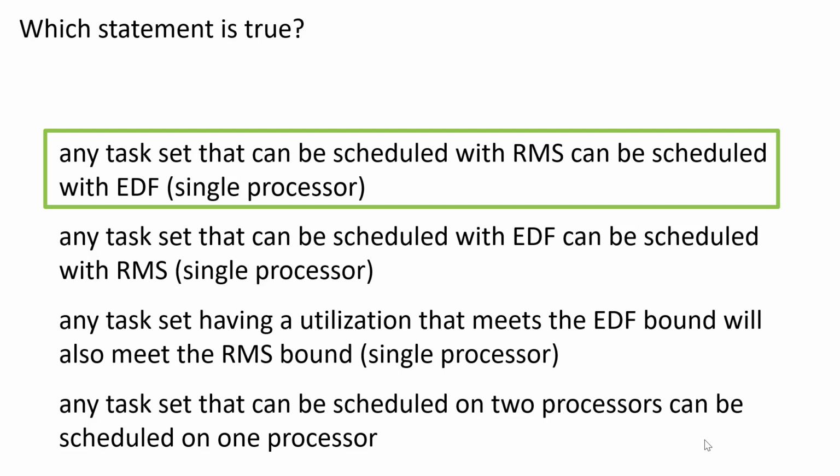Oh, 2 processors can be scheduled. Well, I'm sorry, I thought it was the reverse. Yeah, any task set that can be scheduled on 2 can't necessarily be scheduled on 1, because you can schedule a task set with more than 100% utilization if you have two processors, right? Yeah, that's the idea there. Okay. All right, that's it.